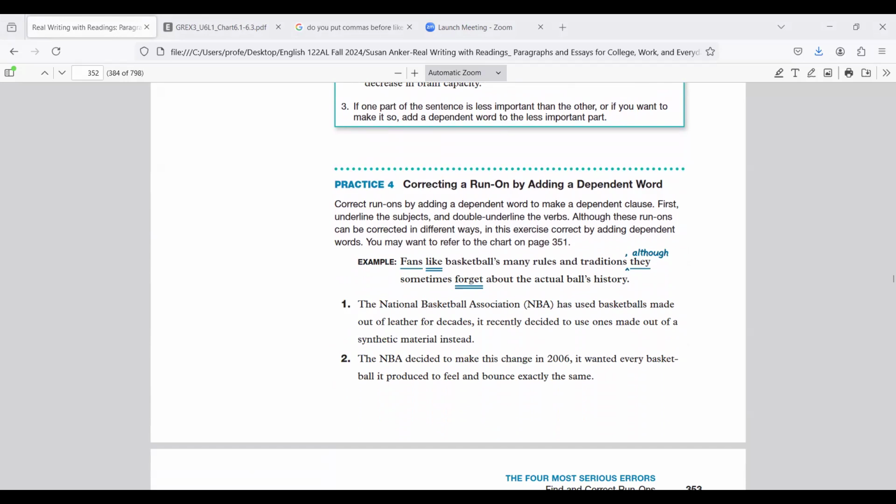You may want to refer back to the list of dependent words on page 351. Okay, here's our example. Fans like basketball's many rules and traditions. They sometimes forget about the actual history of the sport's main piece of equipment, the ball. So let's see where it fuses. Fans like baseball's many rules and traditions.